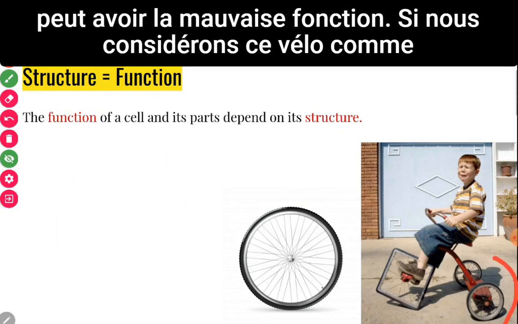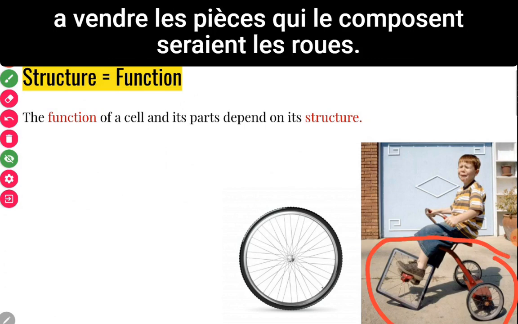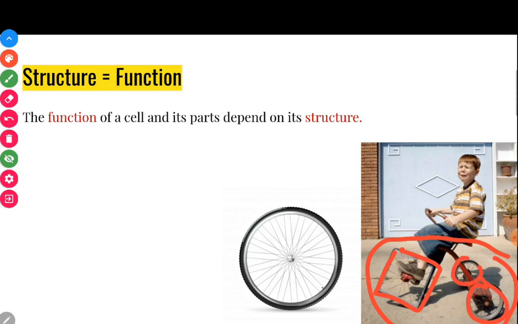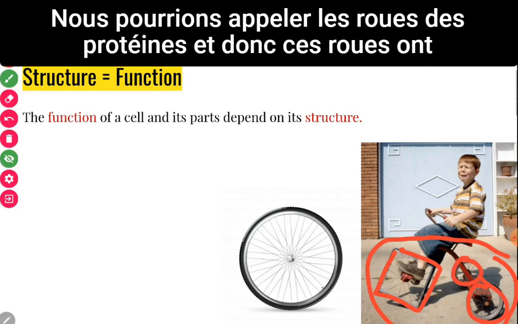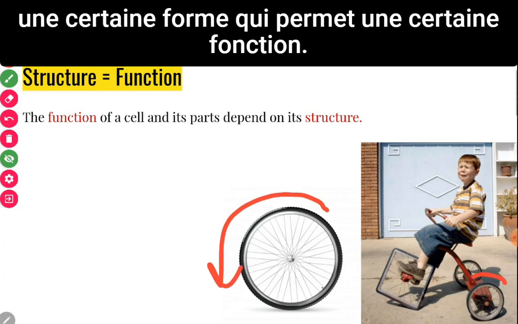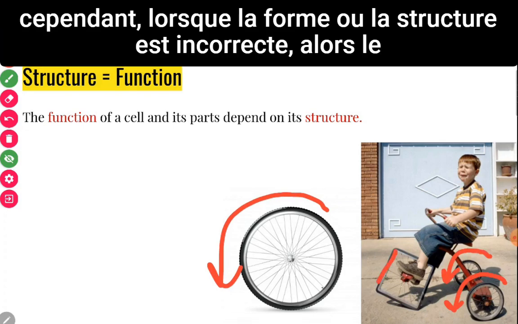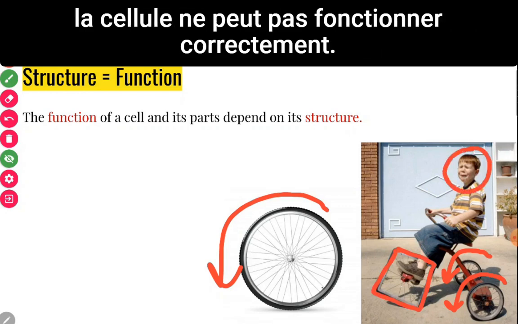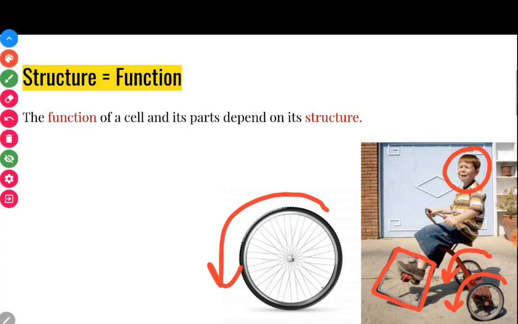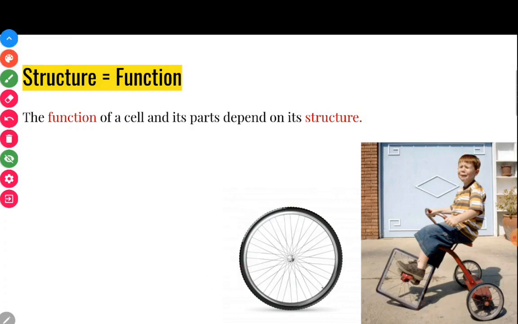If we consider this bicycle as a cell, the parts that make it would be the wheels. We could call the wheels proteins. And so these wheels have a certain shape that allows a certain function. However, when the form or the structure is wrong, then the cell cannot operate correctly. There are many examples of this.